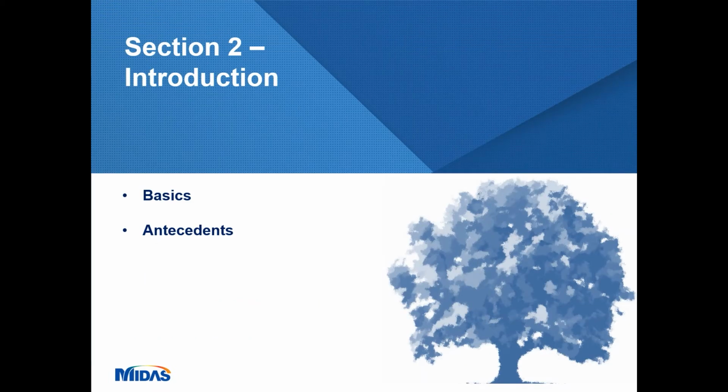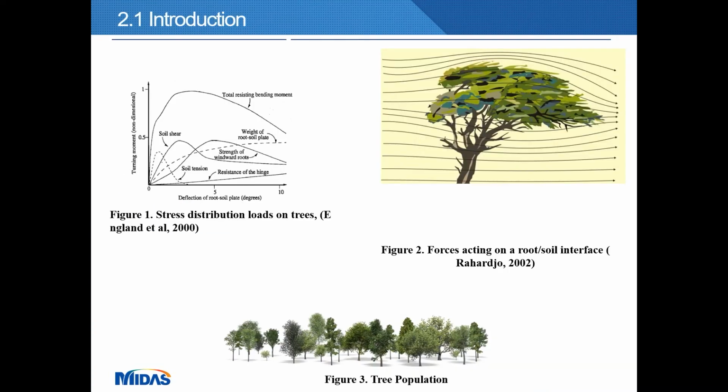Okay, now let's go to the main focus here. I will try to introduce some basics and antecedents of why the details and the study of tree stability are important. I will try to show you that tree failure is not uncommon; it is basically represented every day in our life. I will show you some particular cases, one in Singapore and the other here in Colombia. Before that, let's talk about the stress distribution loads on trees, forces acting on the root-soil interface, and also the concept of tree population.